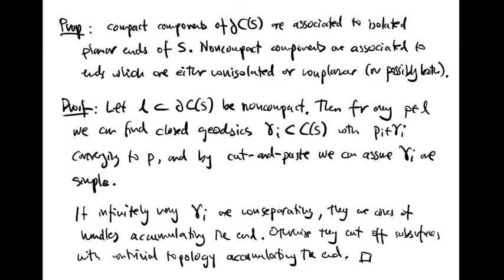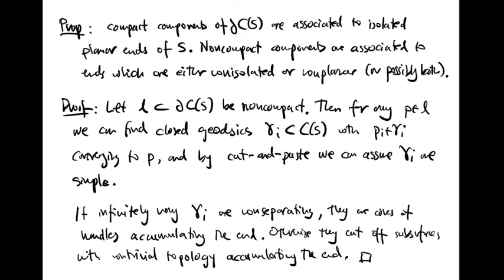However, the following is true. The compact components of the boundary of the convex hull are associated to isolated planar ends of S, whereas the non-compact components are associated to ends which are either non-isolated or non-planar, or possibly both.